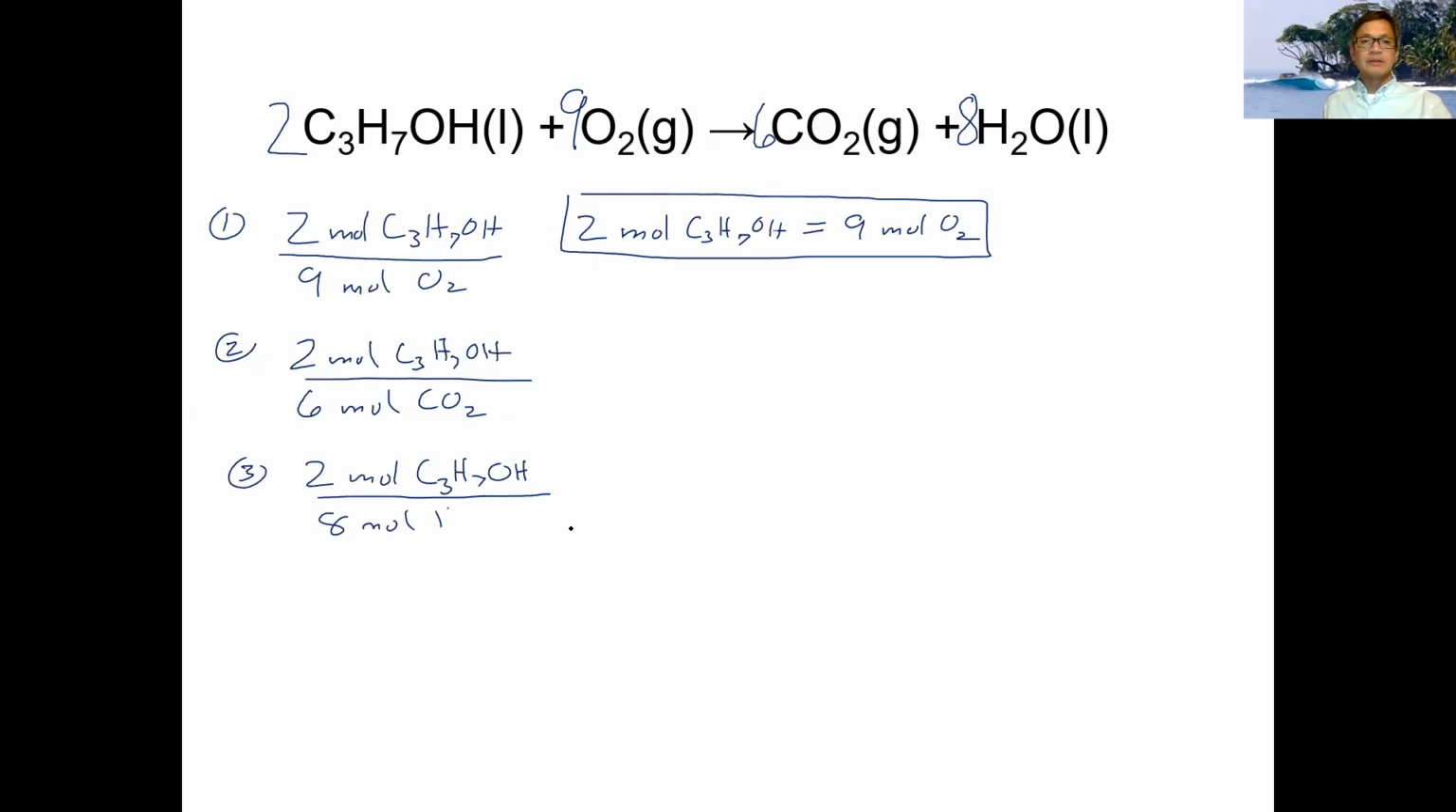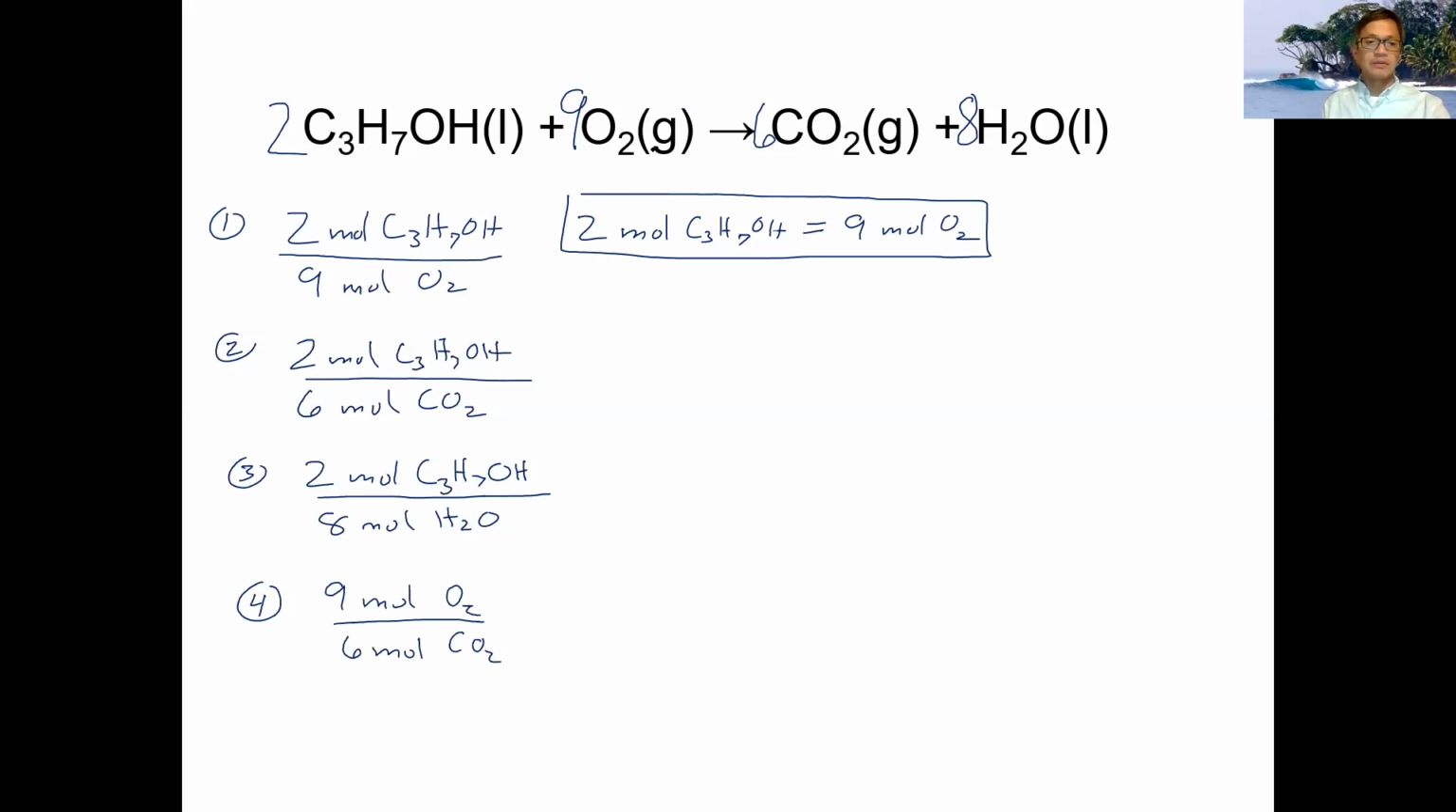Okay. All right, so there it is. We partnered propanol up with each one of the other components of the reaction. So let's go ahead and do the same thing with oxygen. Oxygen, we've already formed a ratio with propanol here. So let's write down the mole ratio between oxygen and carbon dioxide. So that'll be 6 moles of CO2.